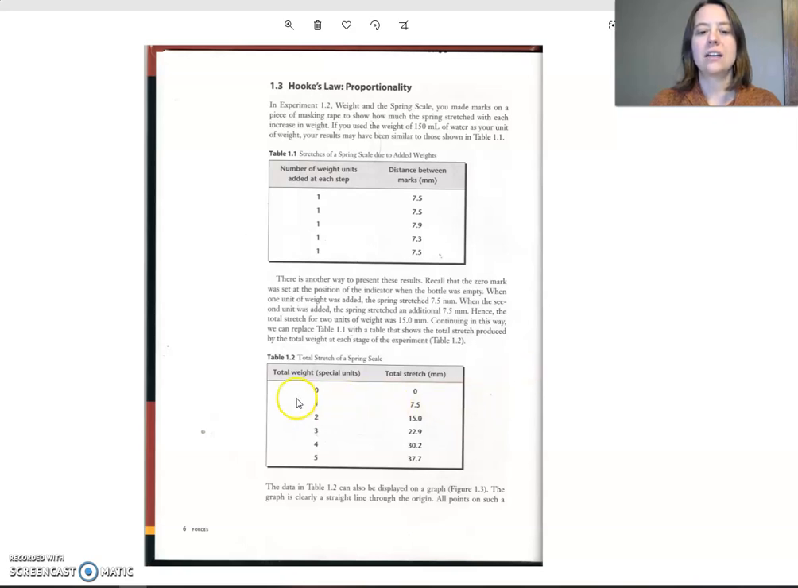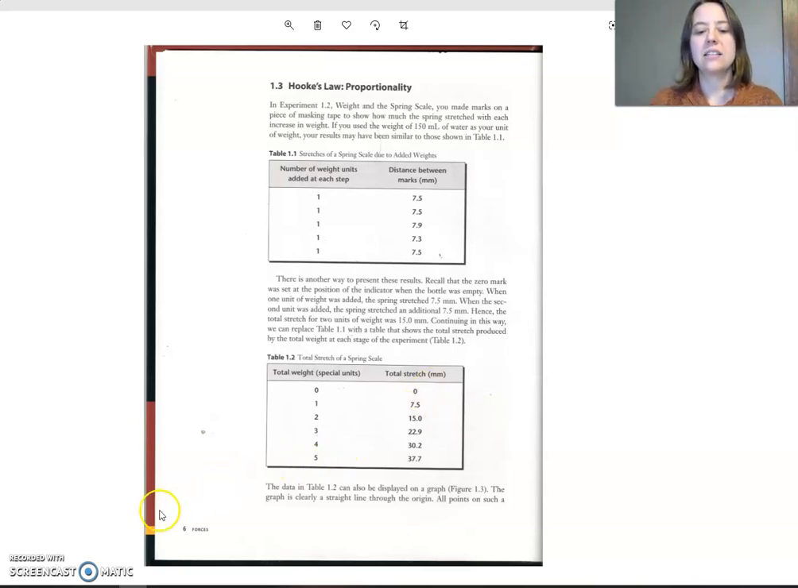So looking at total weight in our special water weight unit of 0, 1, 2, 3, 4, and 5 additions of 150 milliliters of water, we would have a stretch of 0, 7.5, 15, 22.9, 30.2, and 37.7 millimeters on our spring.